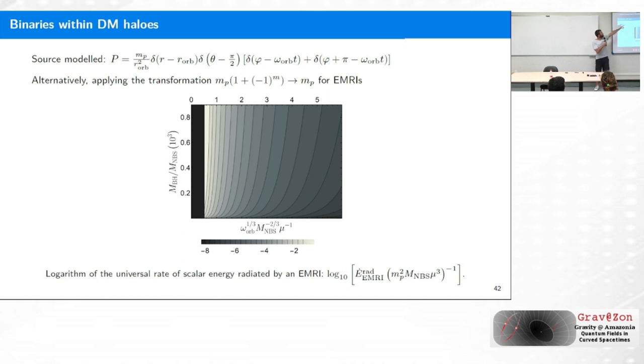I'm saying an EMRI because if you change this mass MP by this transformation, you are actually solving for an EMRI. So we have a central black hole and a very small mass that is passing around. So something like Sagittarius A star, S2, and a dark matter halo all around. And you can ask, during this motion, how much energy is emitted in scalar waves? The answer, if you use a Newtonian boson star, will be this.